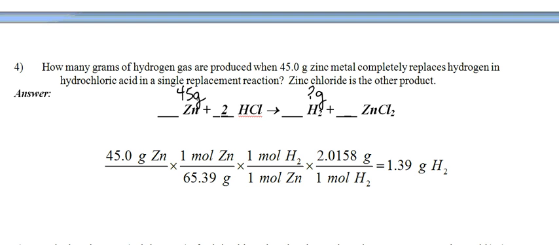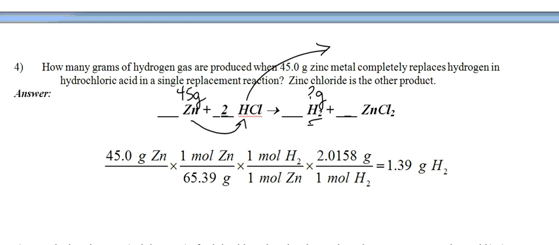Okay, so what I'm describing here is that zinc is replacing the hydrogen, and the hydrogen goes out to form the hydrogen gas here. Don't get too upset by how many times I say hydrogen in this problem. But this is our basic equation, and hopefully you got that.